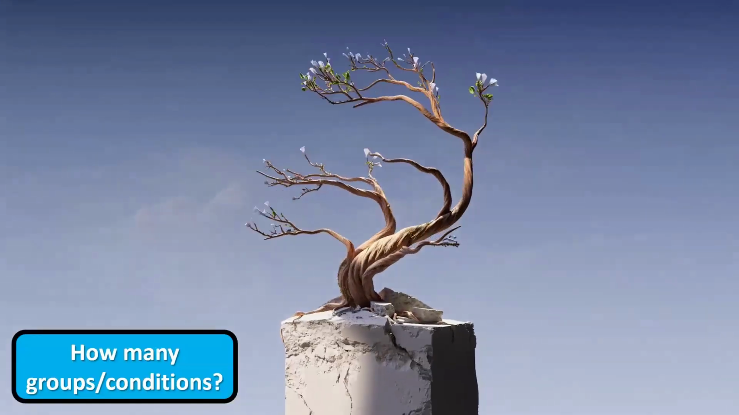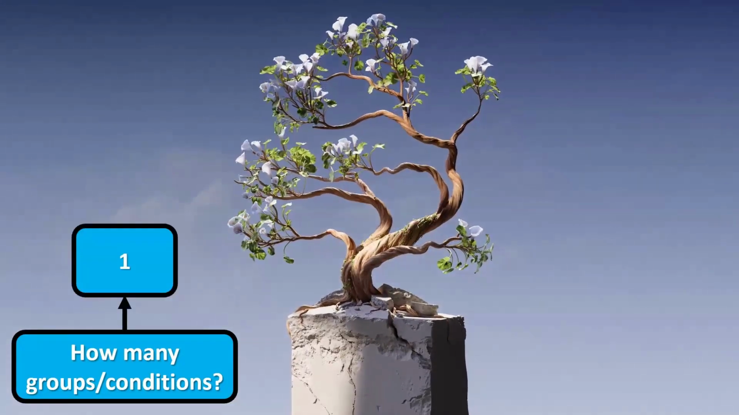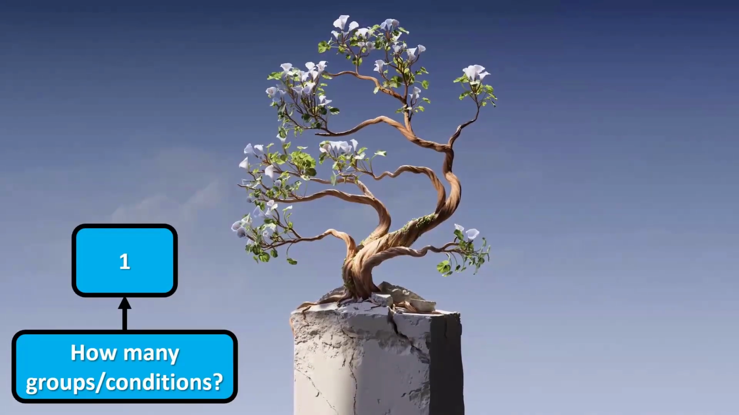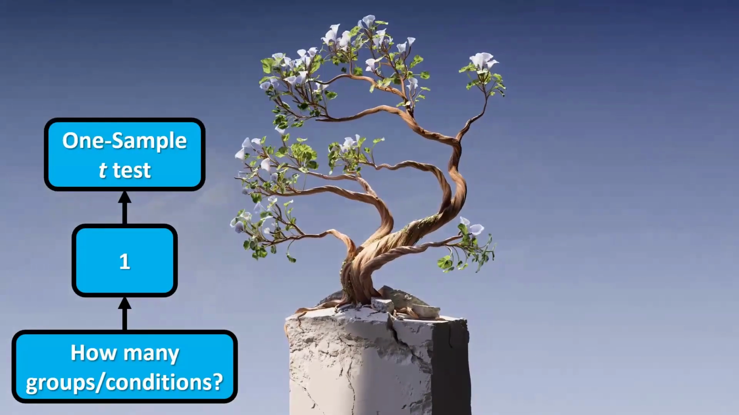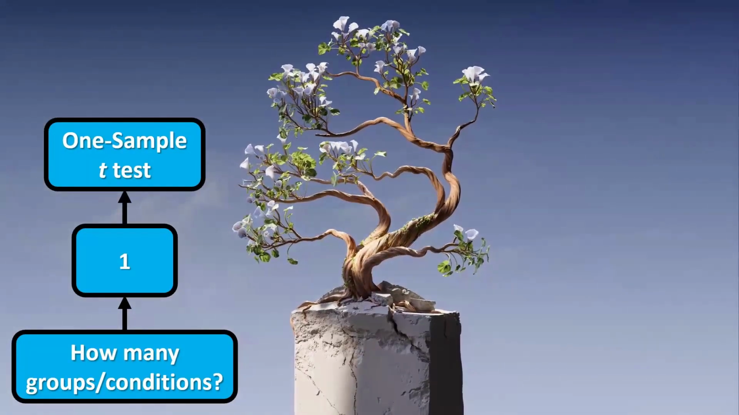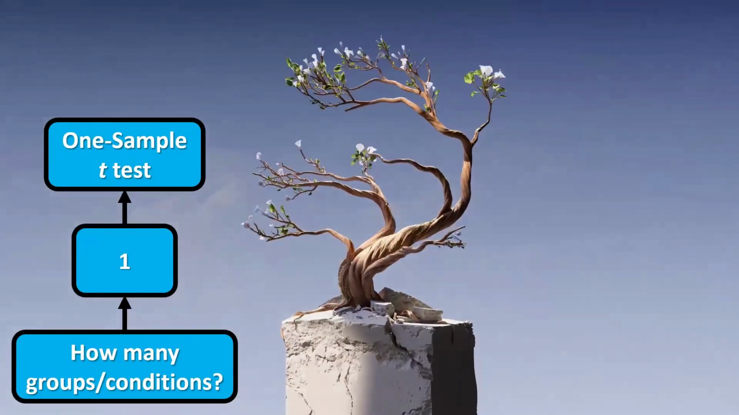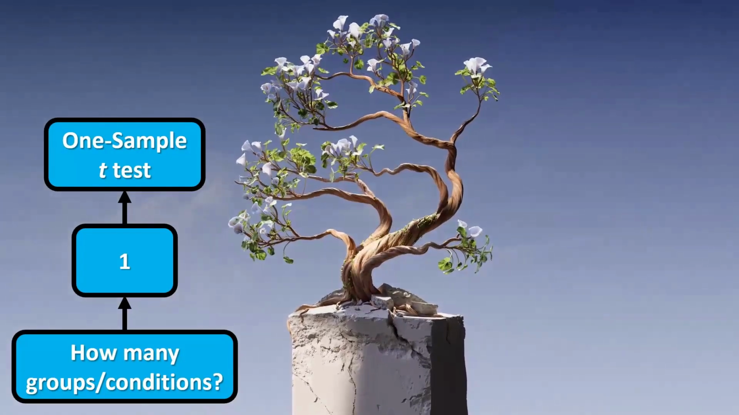That is your first question. And if you only have one group or one condition, then your decision tree is finished. You are doing a one sample t-test. So if you have one group of subjects and they experience only one condition, decision tree finished, you're doing yourself a one sample t-test.